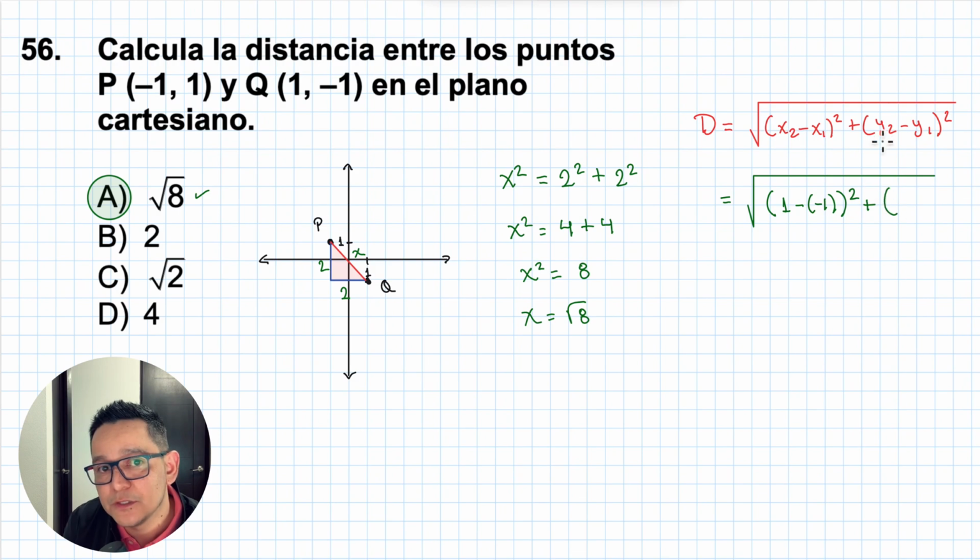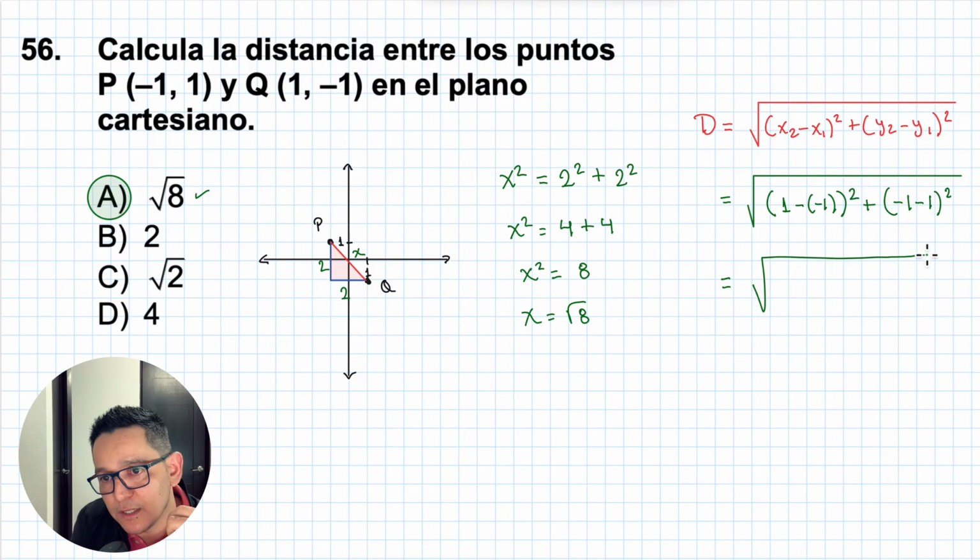Then plus y2, which is the y from point 2, minus 1. Minus y1, which is the y from point 1, which would be 1. Don't forget that here we have a minus sign because of the formula, and we raise it to the power of 2. Let's continue here. So I get the square root of, and here we have parentheses, 1 minus negative 1. 1 minus negative 1 is 2, so I get 2 squared plus, and here we have negative 1 minus 1, which is negative 2. And that's also squared.